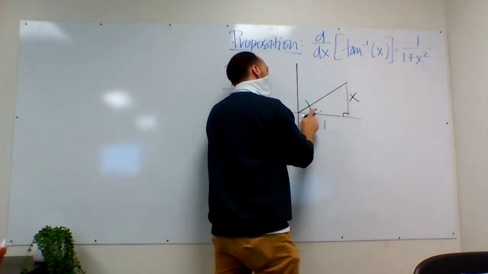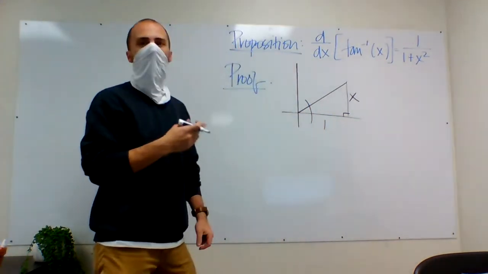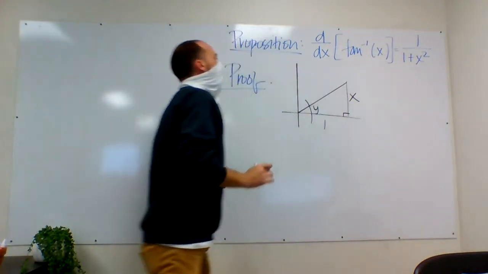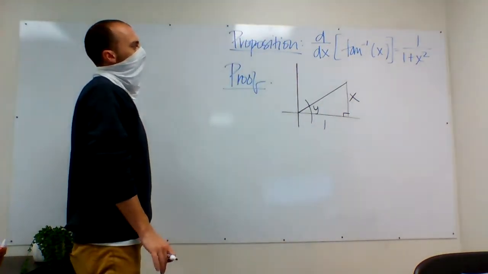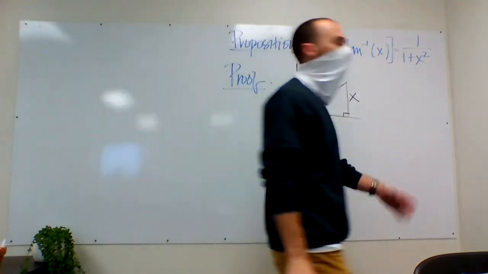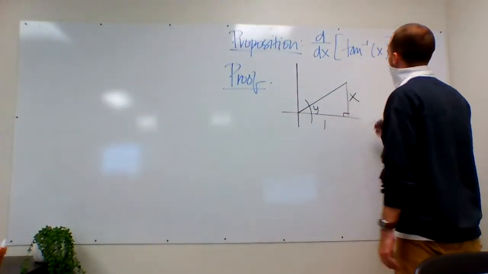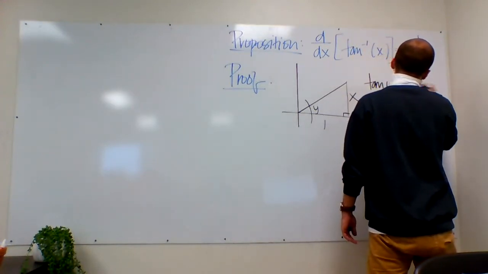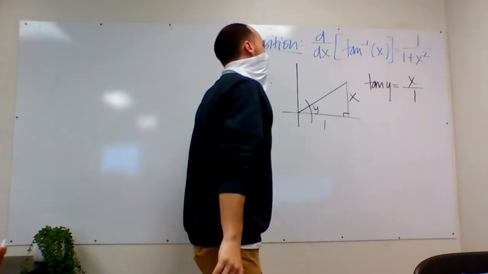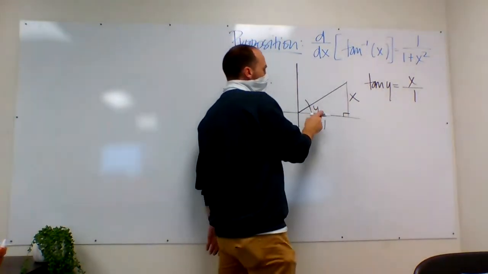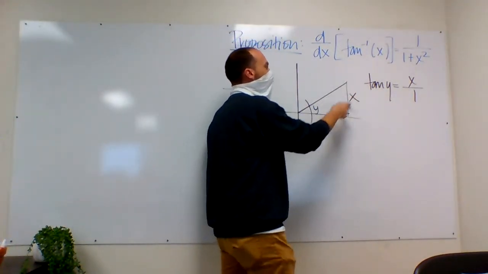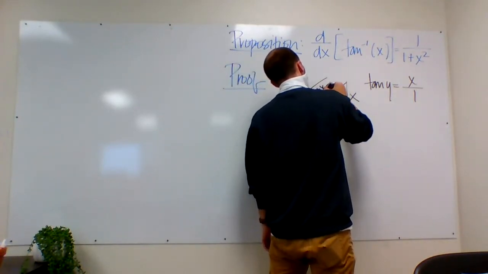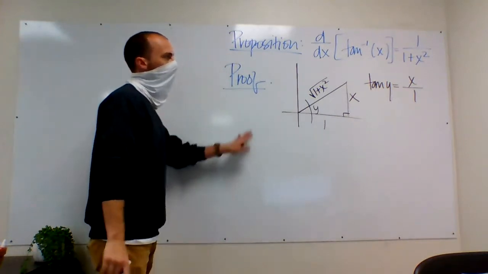And I think what I want to do is, instead of calling this theta, I want to call it y, if memory serves. And so I'm going to say that tangent of y is equal to x over 1. That's what it means for y to equal the arctangent of x. And then I'm also going to mention that if this is 1 and that's x, then 1 squared plus x squared equals this squared. Just going to throw that in there.